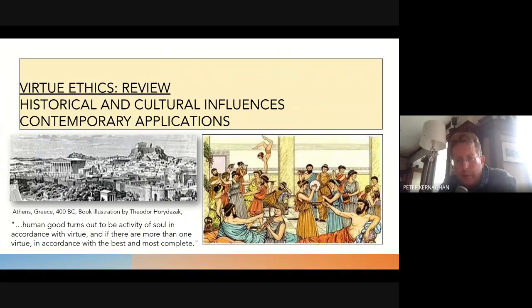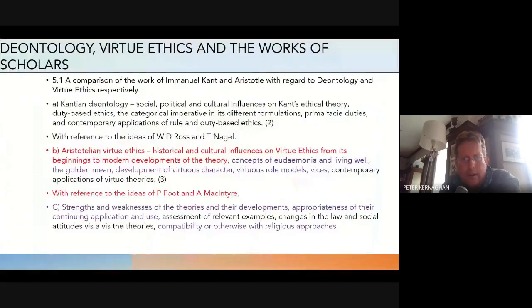So a little bit of a review, actually. I thought we'd go back and review this, because it's part of what we have to cover here. You'll notice it says, if you look carefully, from its beginnings to modern developments, the historical and cultural influences. I did a little bit on this, but I thought I would do a little bit more to make sure you got this.